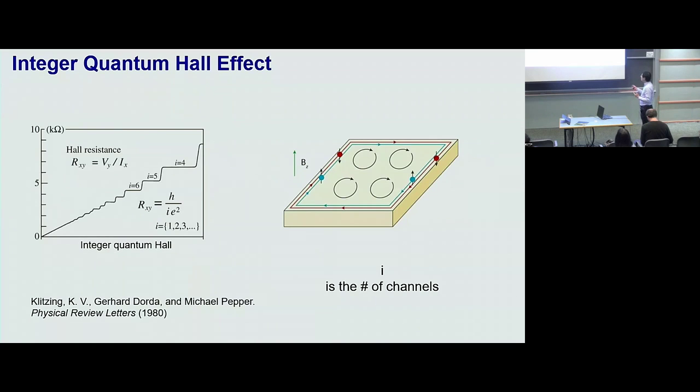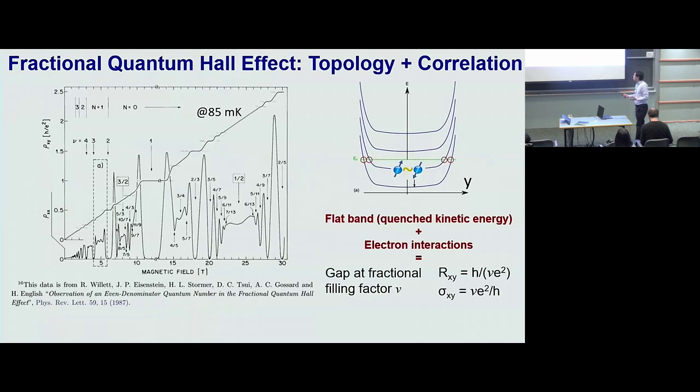There's a very nice way of visualizing this effect: you have an integer number of chiral states winding around the edge of the 2D flakes. This I is basically determined by the number of channels you have there. This is a single particle picture, and it works pretty well without considering electron-electron interaction. When you introduce interactions between electrons, you have both the topology and the correlation at the same time.